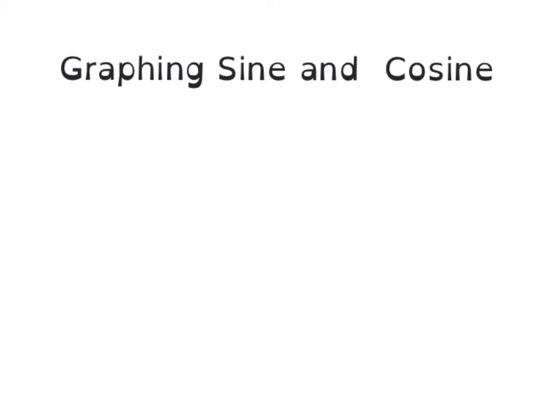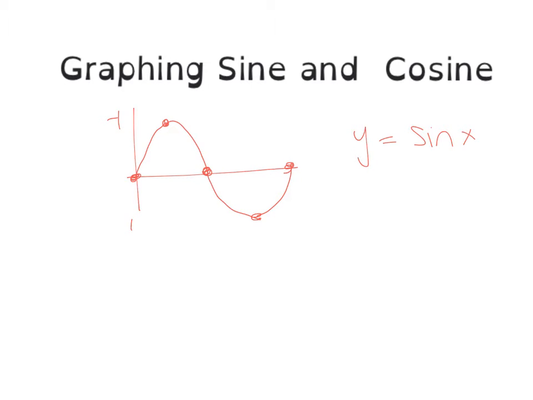In this video, I'm going to go over graphing sine and cosine. Sine's full graph, if you were just to graph y equals sine x, starts at the origin. It goes up to 1, goes back down to 0, goes down to -1, and then goes back up to 0. Oh, sorry, opposite. This is +1, and this is -1.